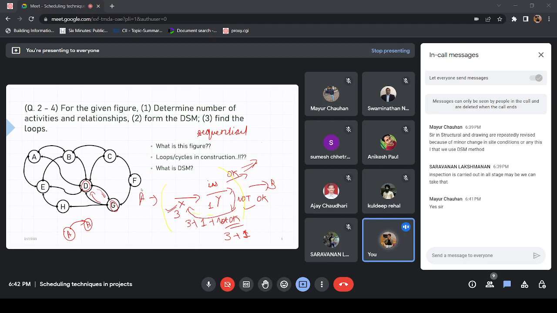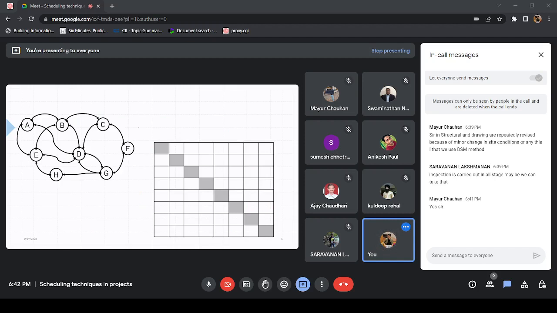So there must be 8 activities, counting the relationships. All the edges actually are the relationships here, right? They will be the cross marks in our DSM. So let's try to make the DSM. I'll just be writing it in order.